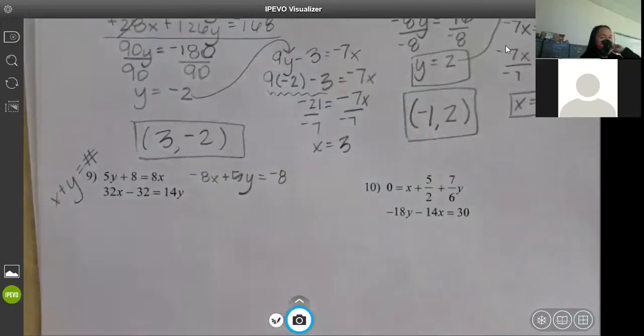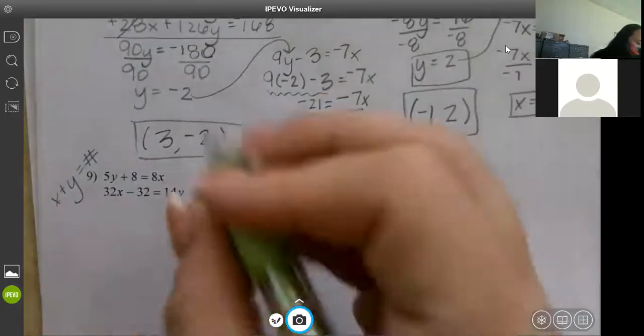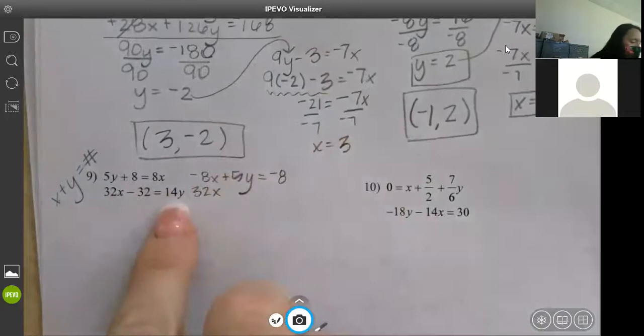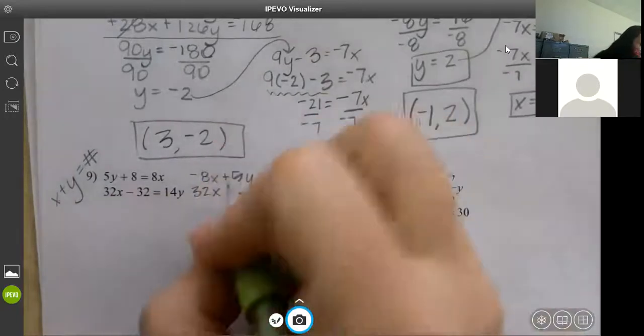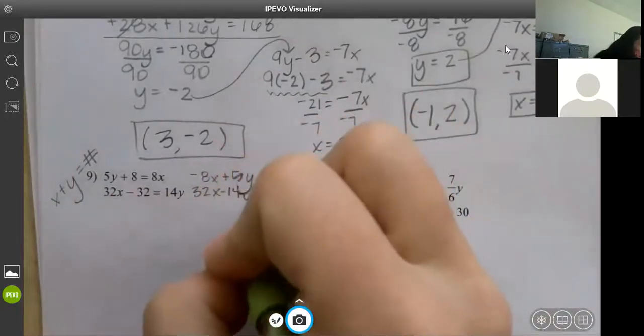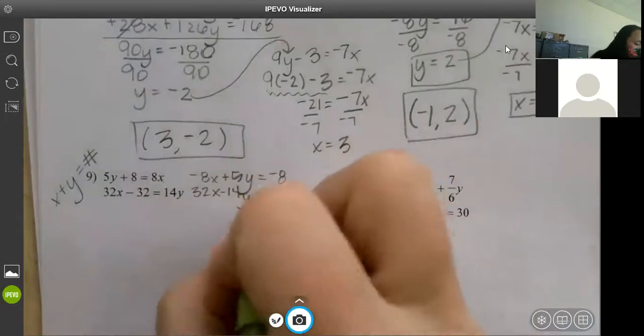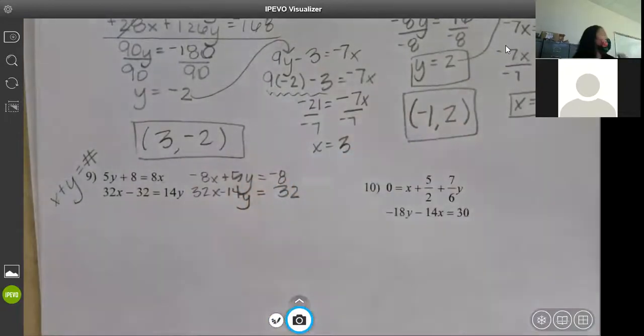Same thing with the second equation. Is the x on the correct side? Yep, so we just write it down. Is the y on the correct side? So how do we get it on the other side? Change the sign, so -14y. And then the 32 is not on the correct side, so we put it on the other side by making it positive. Is everybody okay with rearranging?